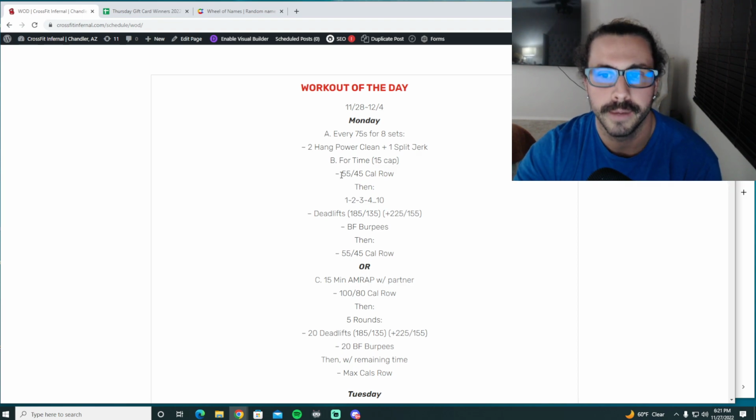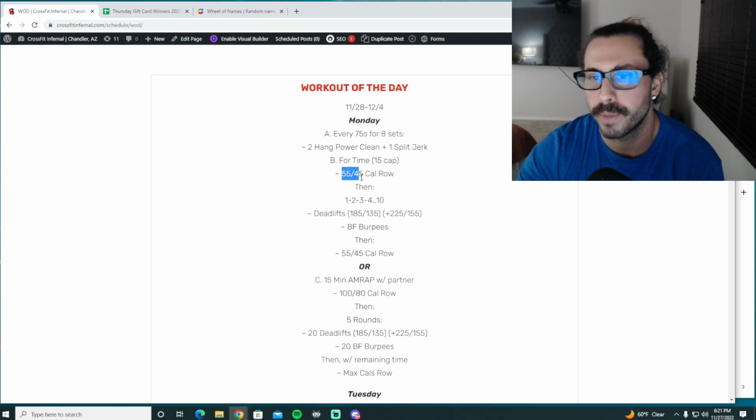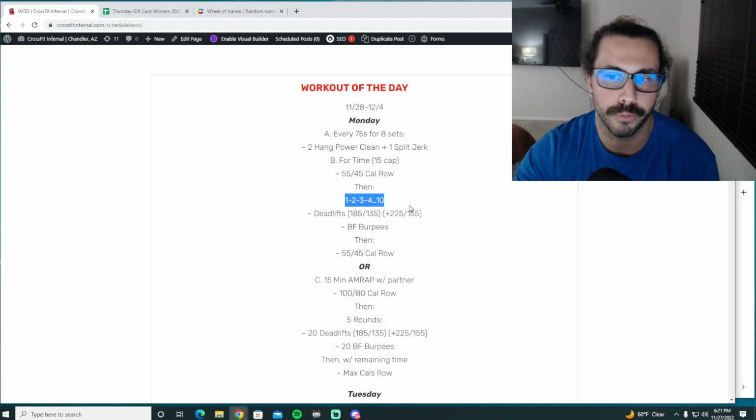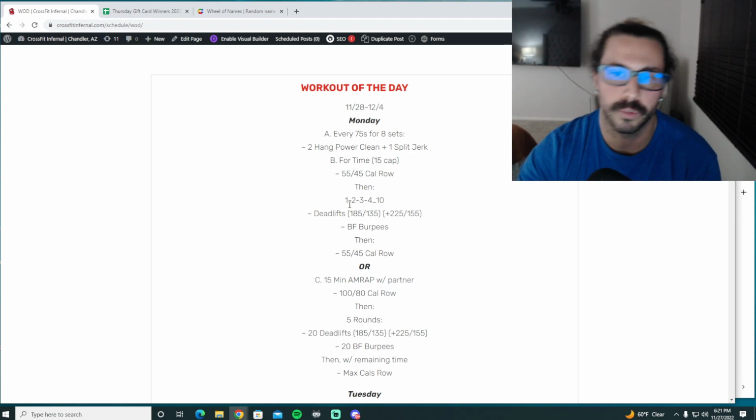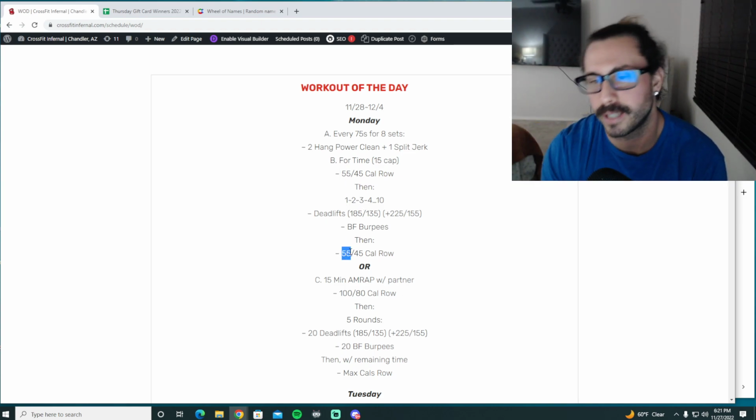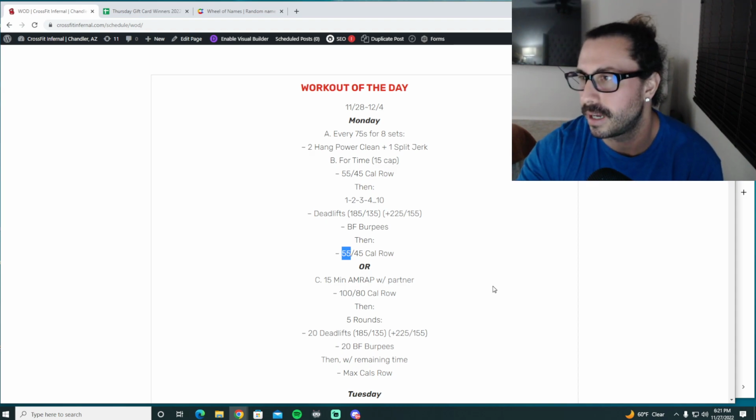We're going to buy in with calories on the rower. So 55 for the males, 45 for the ladies. 1 through 10 is 55 reps, right? 55 times 2 is 110. So 55 plus 55 is 110. I know it's pretty cute when you program things all in the same number.